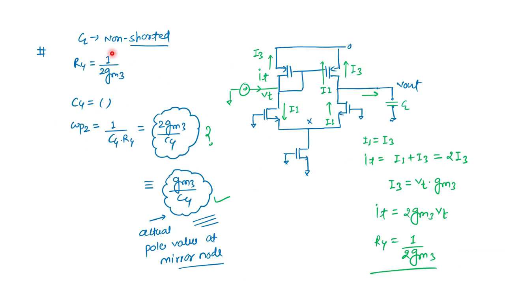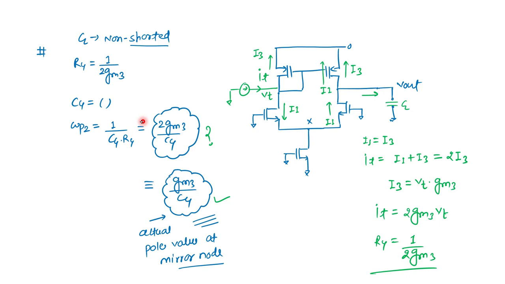From this particular viewpoint, RY is nothing but 1 upon 2 GM3, and CY is already there. So what is the pole value? The pole value is nothing but 1 upon CY RY, which is coming as 2 GM3 by CY. But it is not the actual answer. The actual answer for the pole is GM3 by CY. Then why is this factor of 2 coming extra?